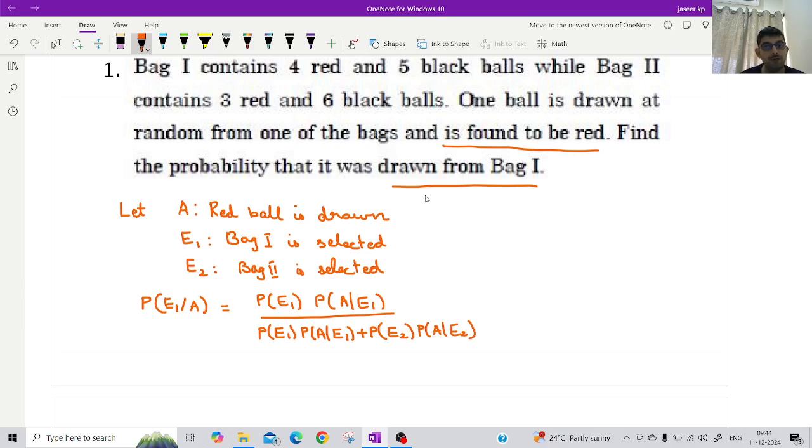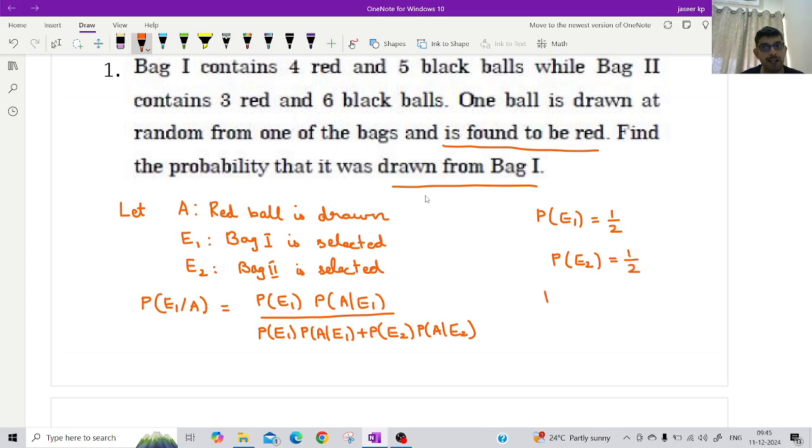In all the problems of Bayes theorem, you have to find the partitions of the sample space. That is, here it is either bag 1 or bag 2, and A is the event which already has occurred. So now I'll try to find the probabilities and then we'll substitute in the formula. So P of E1, that is selecting the first bag out of two bags, it will be 1 by 2. P of E2, that is also 1 by 2.